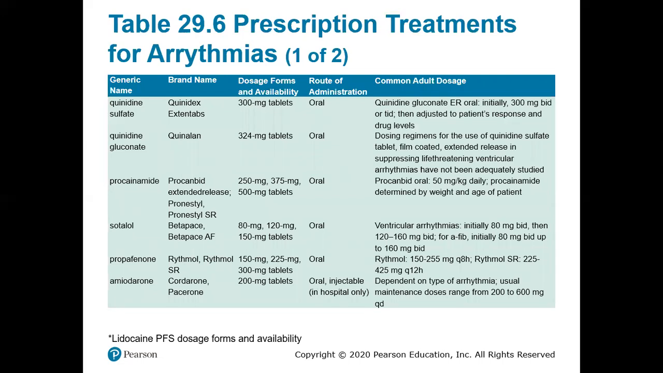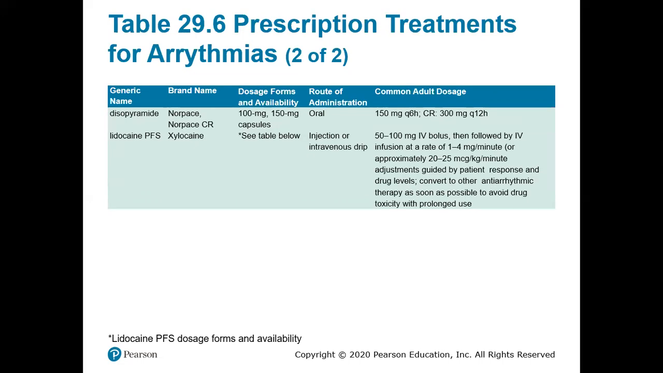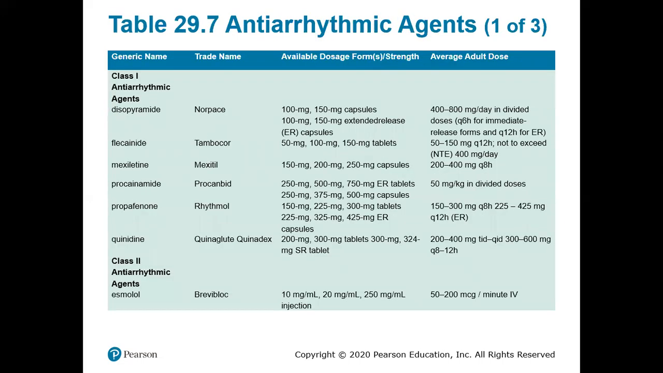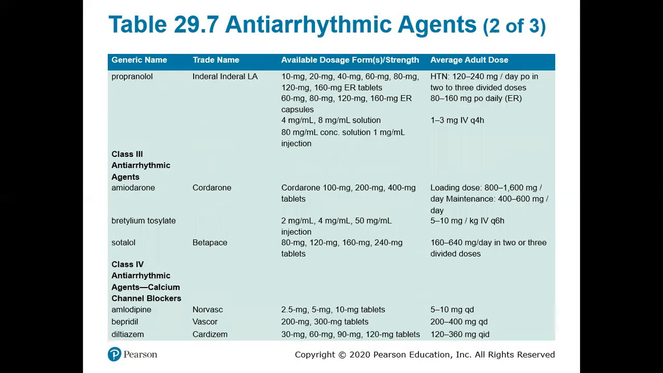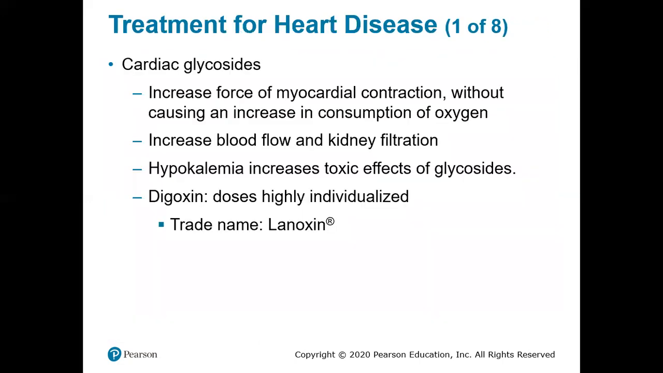Table 29.6 is on page 470. This details prescription treatments for arrhythmias. Table 29.7 is on page 471. These are antiarrhythmic agents. Table 29.7 continues through page 472 in the textbook. So now we're going to look at the treatment for heart disease. This begins on page 473.